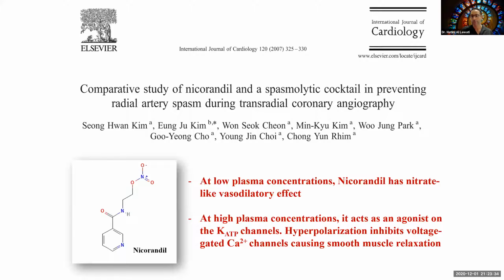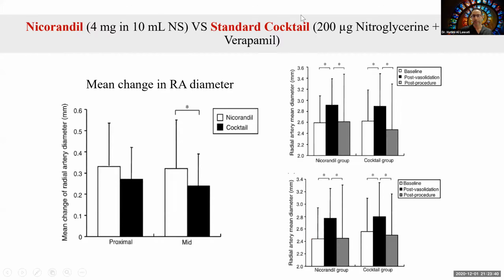channels inhibits the voltage-gated calcium channels, resulting in smooth muscle relaxation. And investigators in this study compared Nicorandal at 4 milligram dose to the standard combination, which is used in a lot of cath labs, 200 micrograms of nitroglycerin with a rather small dose of verapamil, 100 micrograms.